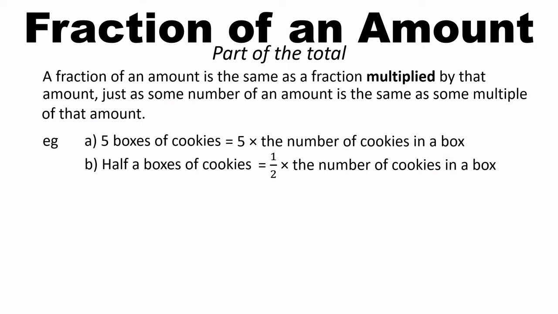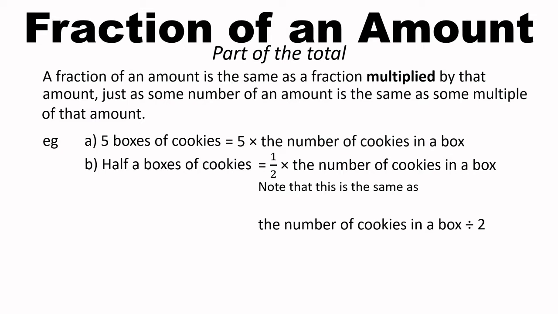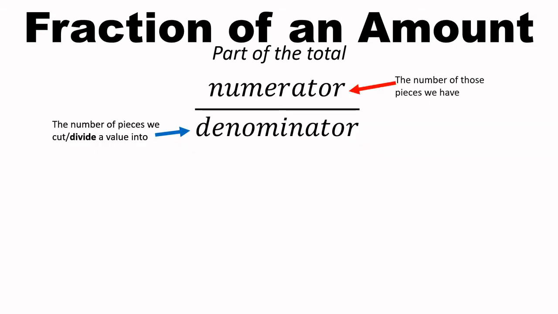But when we multiply by a fraction, that tends to end up with some division involved. For example, a half multiplied by the number of cookies in a box would be the same thing as the number of cookies in a box divided by 2. Or as we're getting used to working with fractions here, the number of cookies in a box over 2. Remember again, the denominator is the number of pieces we are cutting or dividing our value into. That's right, fractions are divisions.